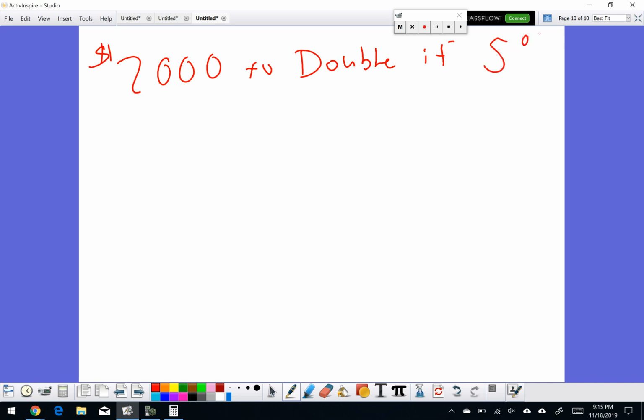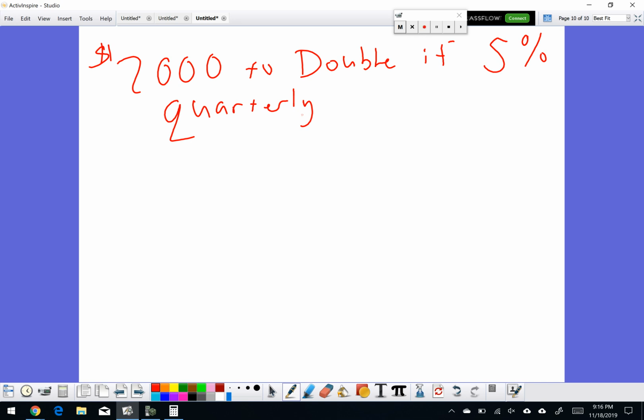Okay, so the first one we're going to talk about says, how long does it take for an investment of $2,000 to double, if we have a 5% interest rate, compounding quarterly? Okay, so that's the question.